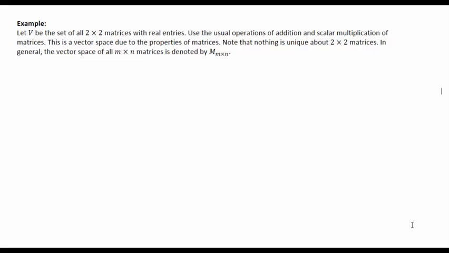The next example, let's consider the space of all 2 by 2 matrices. We'll use the usual operations of addition and scalar multiplication. And this is a vector space due to the properties of matrices that we've discussed throughout the semester. It's important to note that nothing's unique about 2 by 2. In general, if we want to talk about the vector space of a certain size matrix, m by n, we denote it by M sub m by n, the capital M for matrices. And so as long as you consider a single size, we can define it as a vector space.